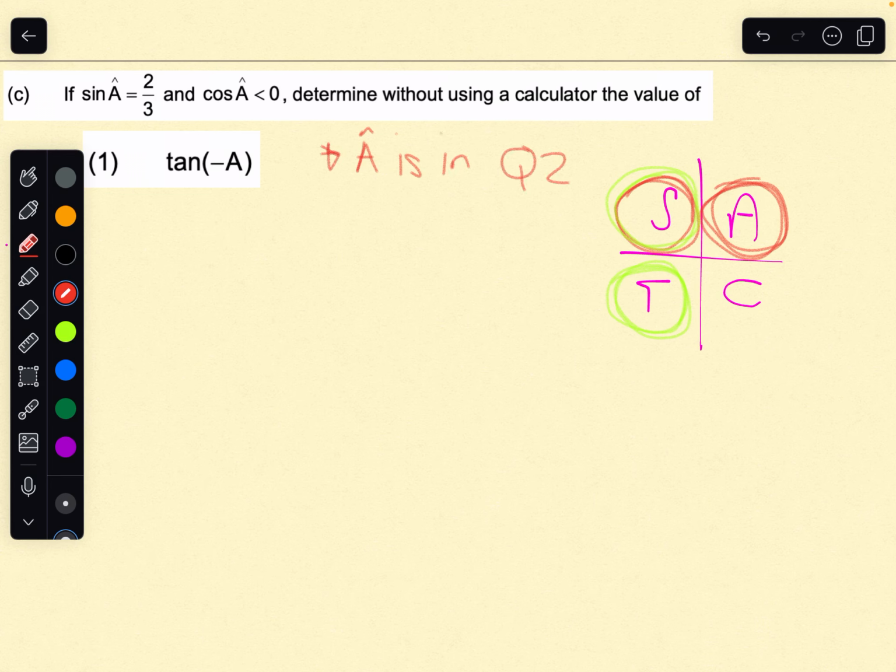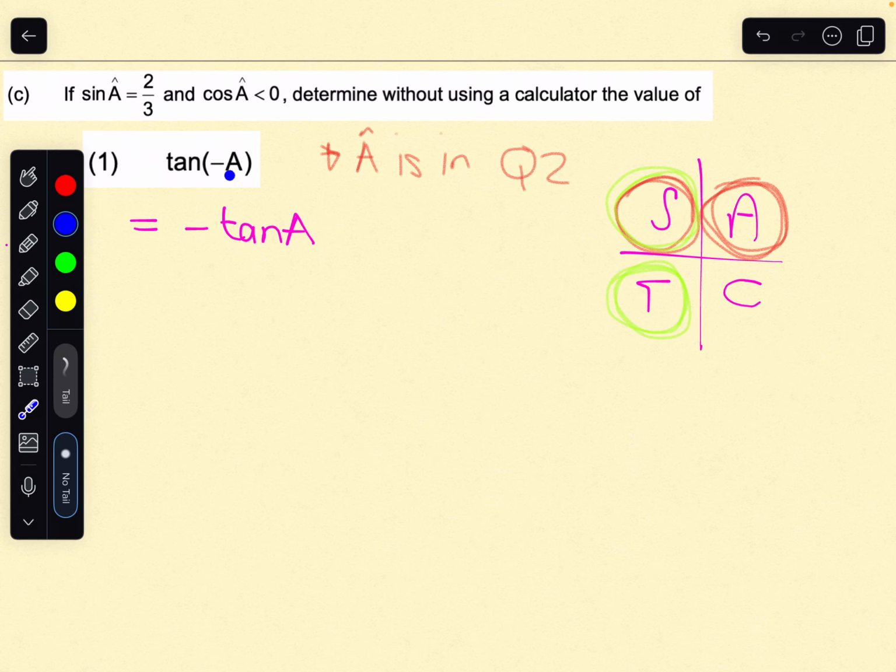Okay, so right. Then we need to find tan of negative A. And of course, because the information we're given is not about negative A, we're given information about A, you want to rewrite this ratio so that it's a ratio of A, not a ratio of negative A. So our reduction formulae tell us that tan of negative A is the same as negative tan A, right?